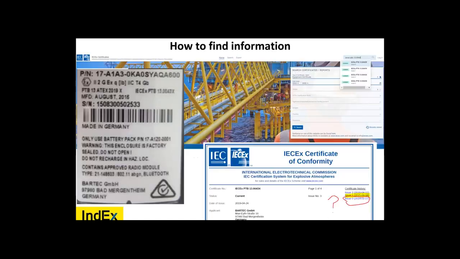This is a continuation from last time, just teaching people where you can find certificates. ATEX ones are very difficult to find a lot of times. IECEx, go to the IECEx website. Very easy to use website. Follow the issue number, which means revision, as to what year it was manufactured. Not what year you installed it, what year that piece of equipment was manufactured. Everything can be found on the online database, including certified persons and certified facilities.